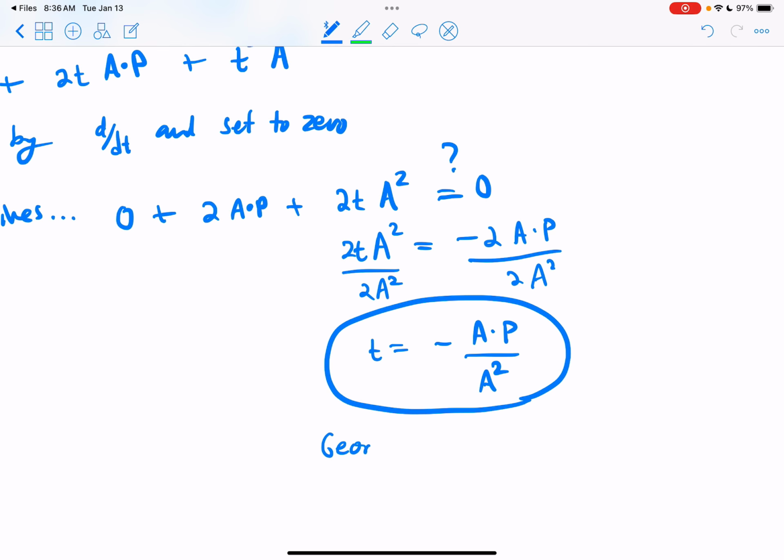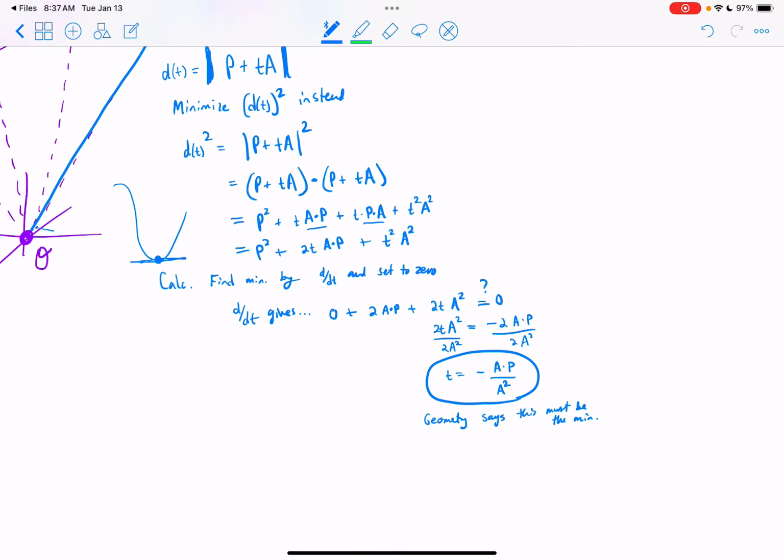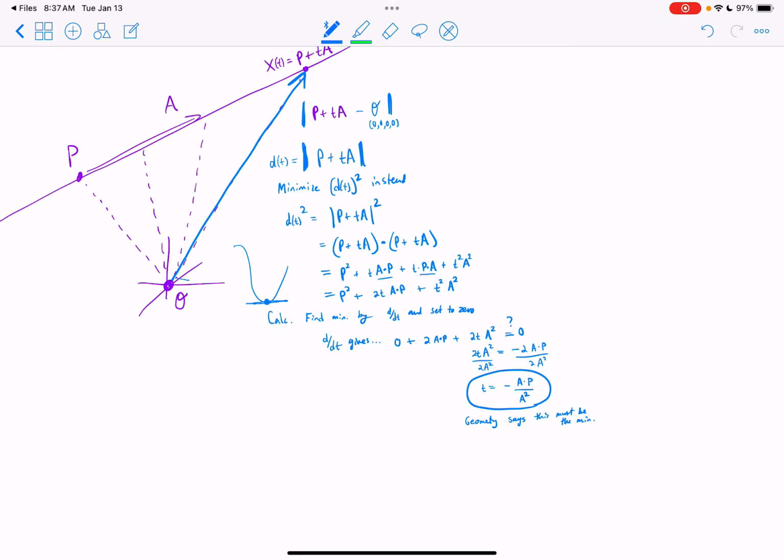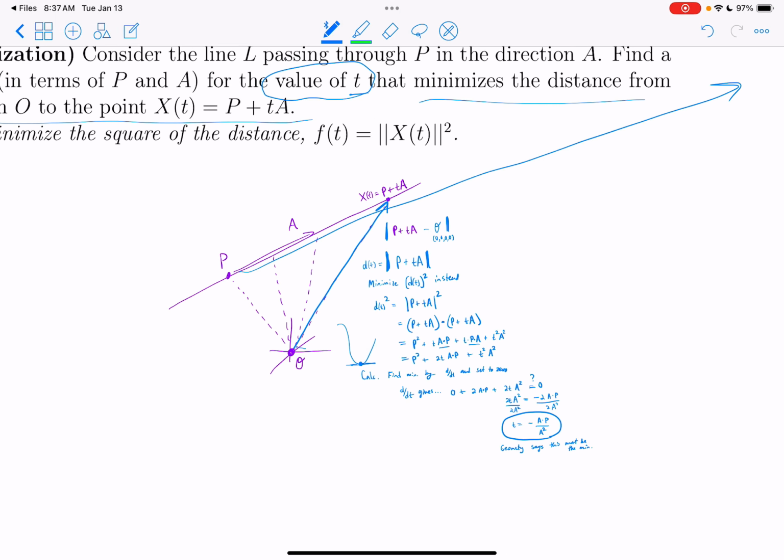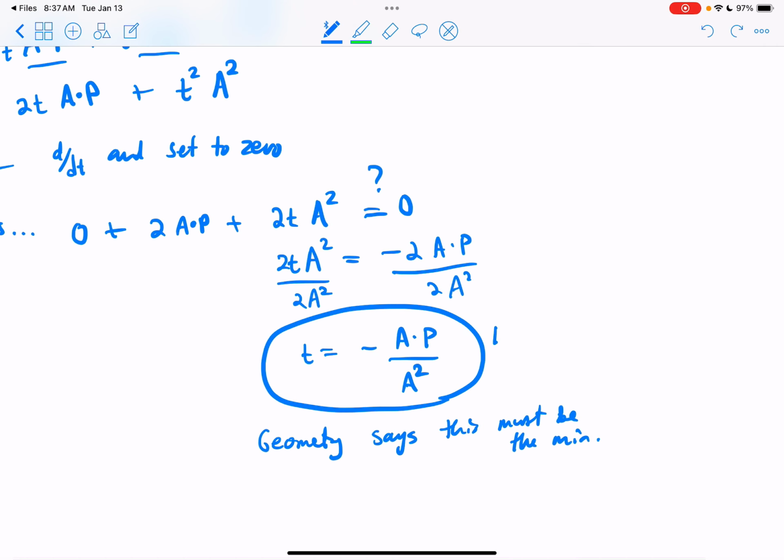So geometry says this must be a minimum. I could explain it more by saying that the distance from the origin to a point on an infinite line is infinite. You can go as far away as you want from the origin if you travel along p plus ta. So we only found one critical point, and it has to be a minimum. That's what I mean by geometry says this must be a min.